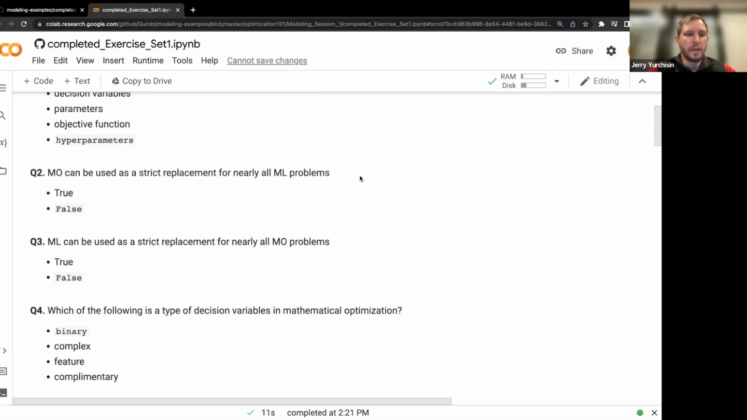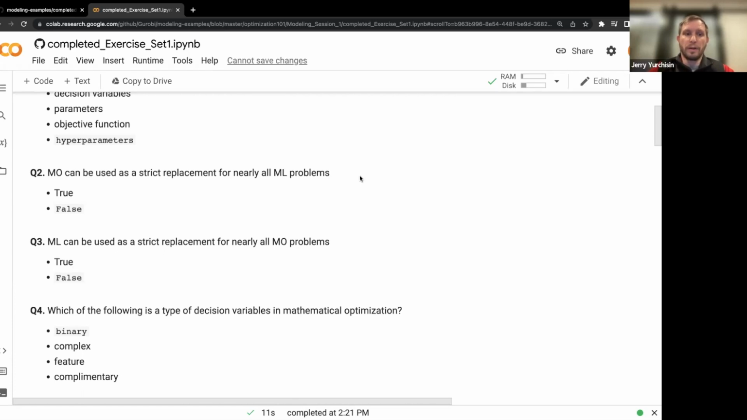Question 3, machine learning can be used as a strict replacement for nearly all mathematical optimization problems. Again, that is false. We talked at the beginning about how these two technologies, machine learning and mathematical optimization, can complement each other, how one tends to look at predictions and the other looks at prescriptions, of prescribing actions and decisions, and how that's a little bit different. How those are very different questions, particularly from a business perspective.